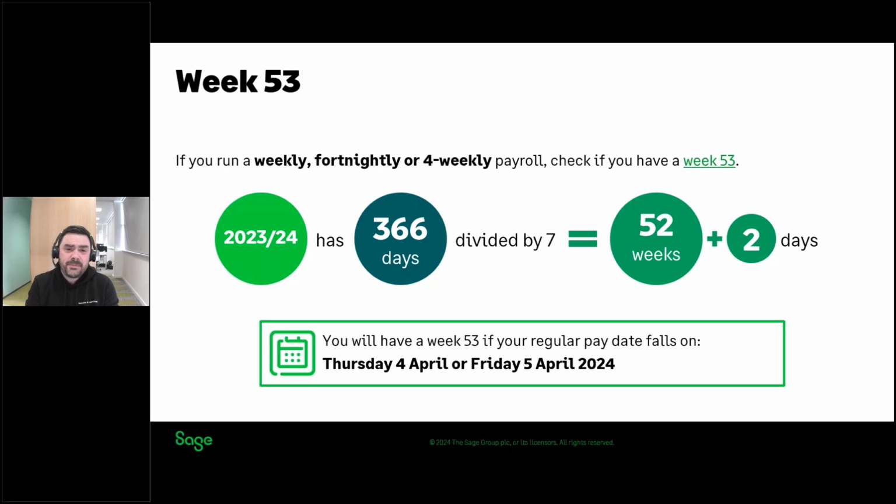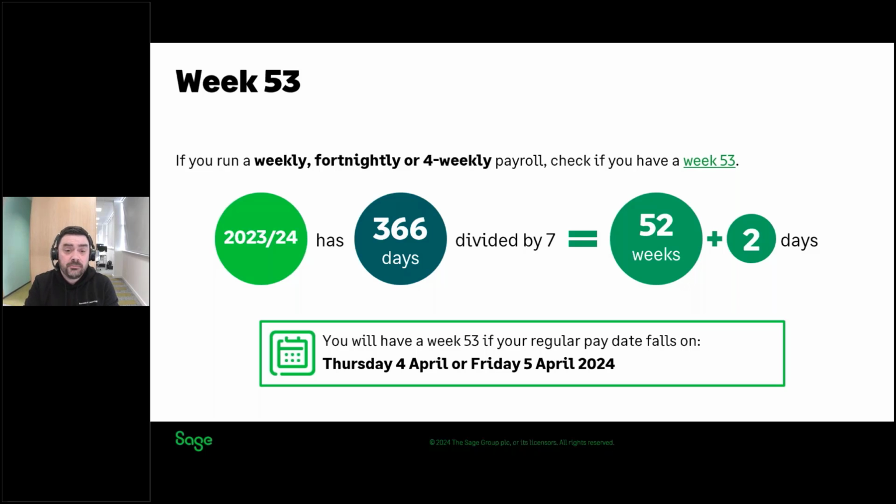Now this year, we're expecting week 53 to perhaps be a bit more common than it was last year for 2 reasons. So first of all, it's a leap year in 2024. So the tax year has 366 days, which means there are 2 pay dates that would result in a week 53. And secondly, those pay dates, those days of the week are Thursday and Friday, which tend to be quite popular dates for paying staff weekly, fortnightly, or 4-weekly.